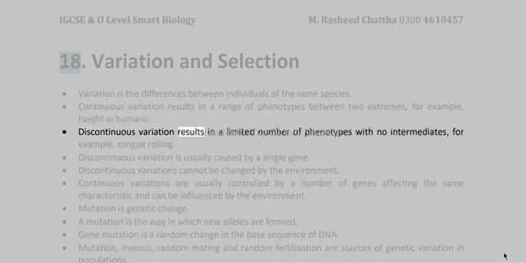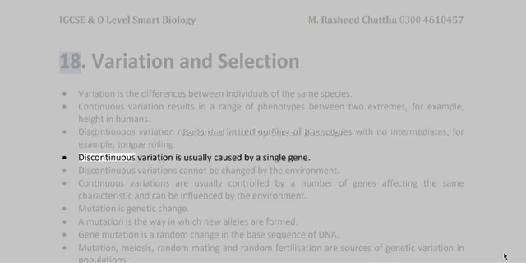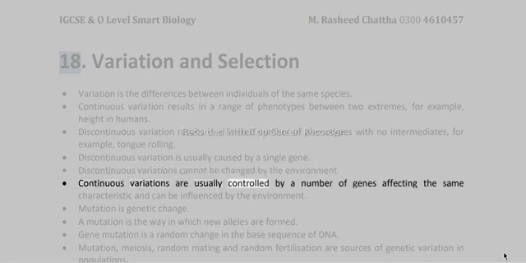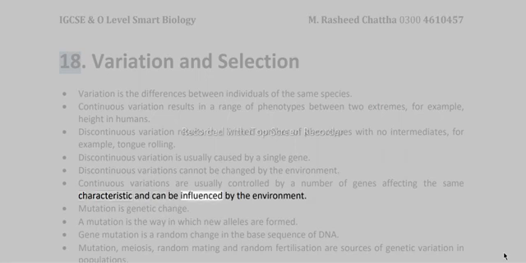Discontinuous variation results in a limited number of phenotypes with no intermediates, for example, tongue rolling. Discontinuous variation is usually caused by a single gene. Discontinuous variations cannot be changed by the environment. Continuous variations are usually controlled by a number of genes affecting the same characteristic and can be influenced by the environment.